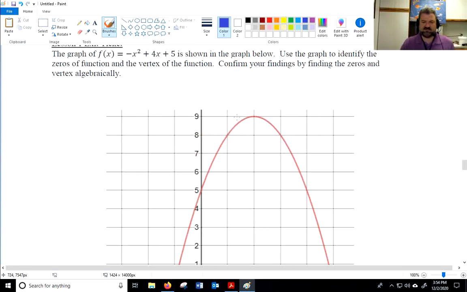All right, got kind of a nice little exit ticket. I know I don't always go over these with you in the videos, but this one's nice. I have a graph of negative x squared plus 4x plus 5. Here's the graph that you're looking at. I want you to use the graph to identify the zeros of the function and the vertex. So just pretend you're looking at the graph. You have to find the zeros and the vertex. But I want you to confirm it algebraically. So first get what you expect to be the answer, and then confirm that it's true.